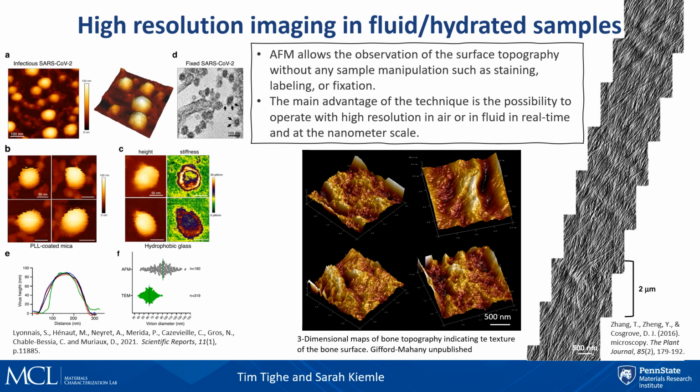First we're going to look at AFM height maps of the SARS-CoV-2 virus. In the center is a study of prenatal embryonic mouse skulls, looking at bone formation. And on the right, there are the cellulose microfibrils of an onion epidermis.